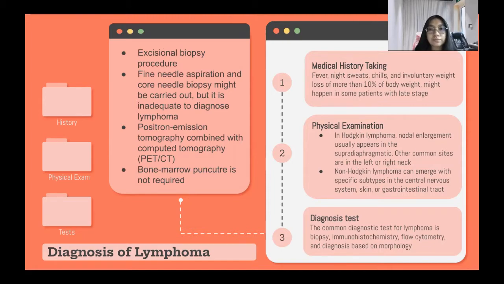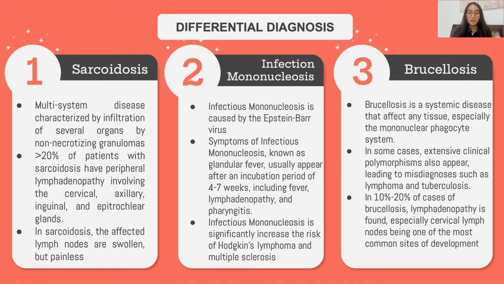Thank you. My name is Luh Wina Saraswati with the last 3 digits of student ID number 142. Now I will explain the differential diagnosis of lymphoma. The first one is sarcoidosis. Sarcoidosis is a multi-system disease characterized by infiltration of several organs by non-necrotizing granulomas. More than 20% of patients with sarcoidosis have peripheral lymphadenopathy involving the cervical, axillary, inguinal, and epitrochlear glands. In sarcoidosis, the affected lymph nodes are swollen but painless.